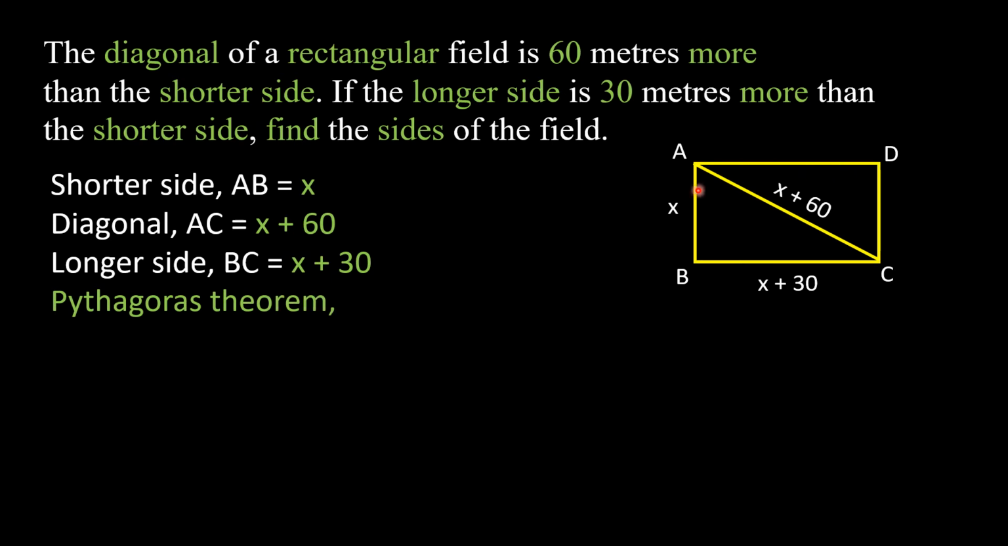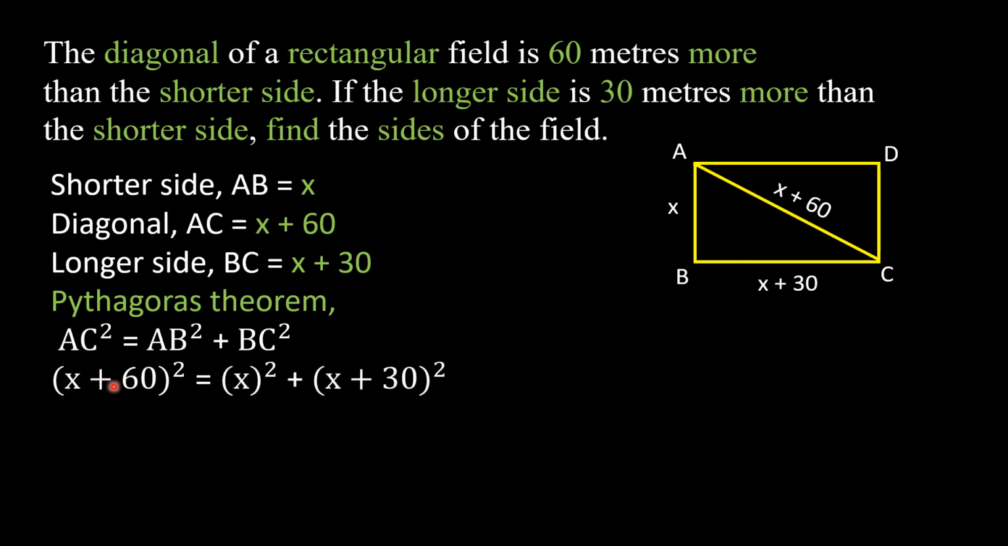Now we will apply Pythagoras theorem in right triangle ABC. Write AC square equals AB square plus BC square. Let us substitute the values. AC is x plus 60, AB is x, and BC is x plus 30.